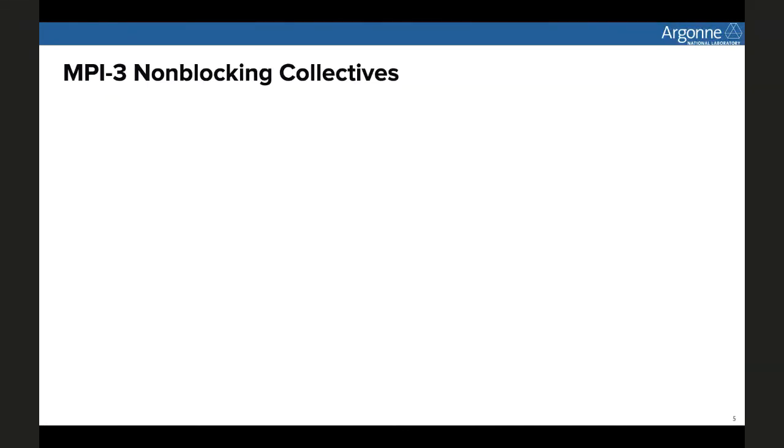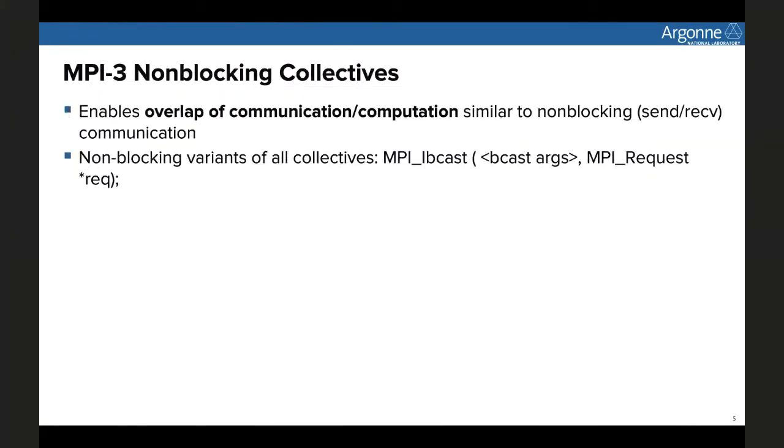Then the MPI 3.0 standard has introduced the non-blocking collectives. The collectives that were there before MPI 3 were blocking collectives, but similar to how we have non-blocking send and receive, MPI 3.0 introduced non-blocking collectives, with the primary motive being to overlap communication and computation.